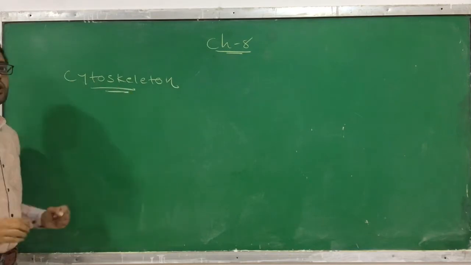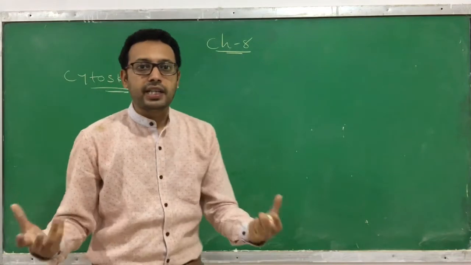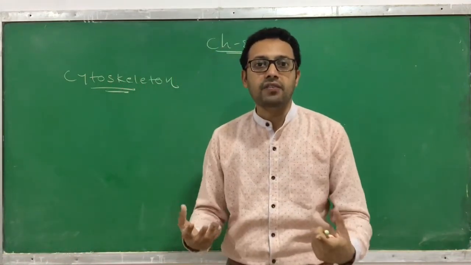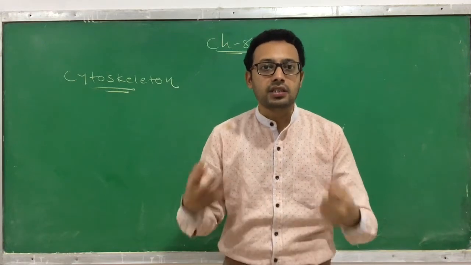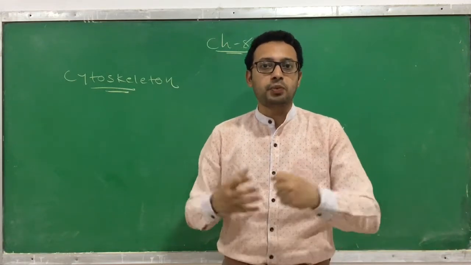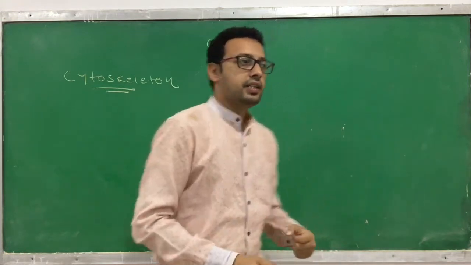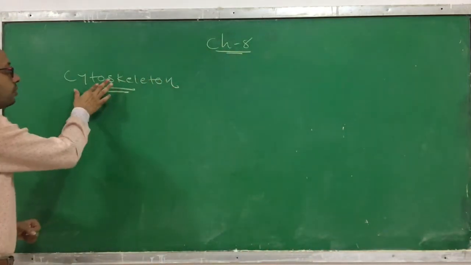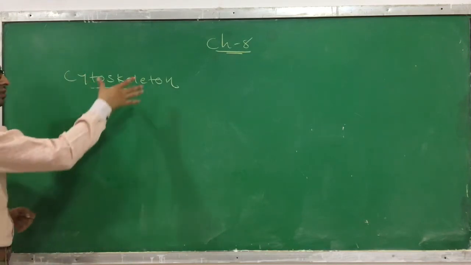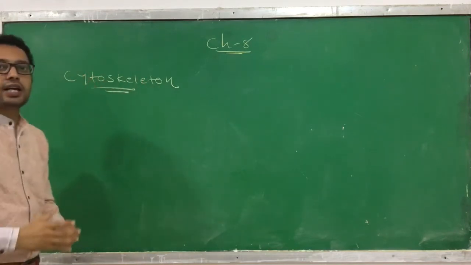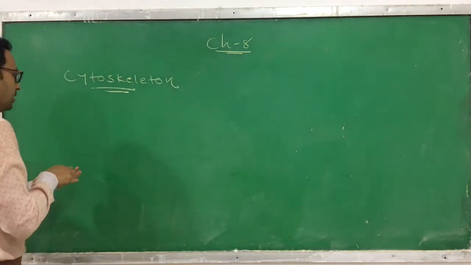What is a cytoskeleton? You know the skeleton. In our body, the skeleton consists of bones and cartilage. It is responsible for support and movement in our body. Similarly, cyto means a cell, so the skeleton of a cell is called the cytoskeleton. So what is a cytoskeleton?